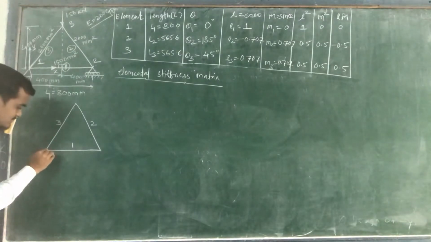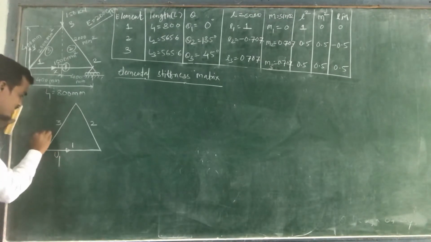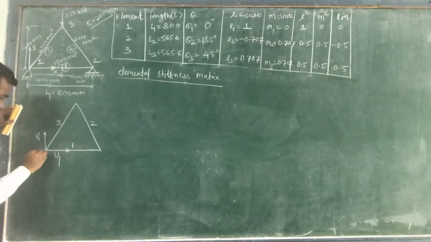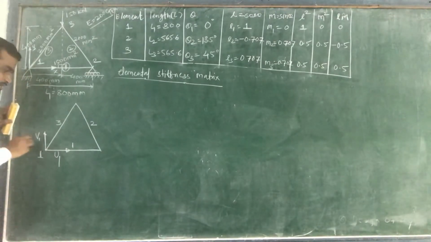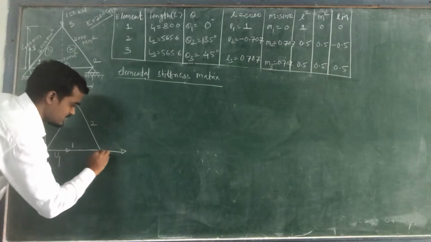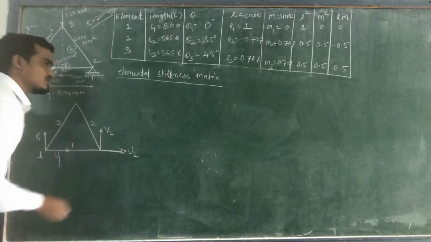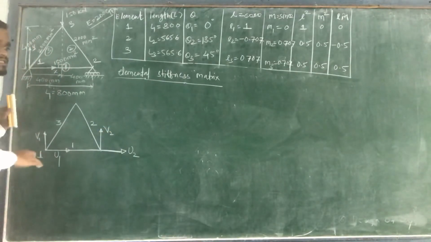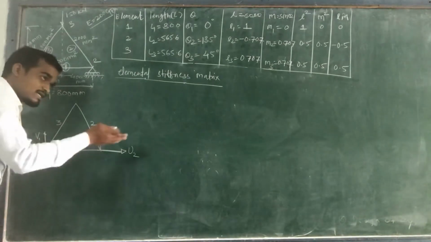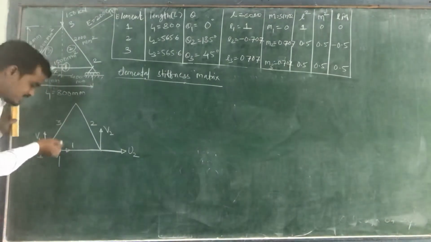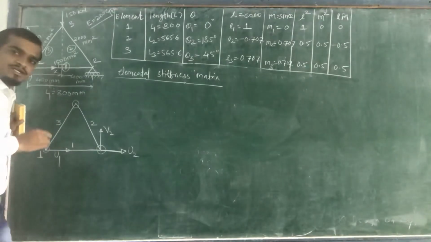So at each node there are two displacements: displacement in x direction, u1, and displacement in y direction, v1. This is your node 1. Similarly for the next node, displacement in x direction is u2 and displacement in y direction is v2. Because for the truss element we have converted our local system to the global system. While converting, we come to know that there must be two displacements, in x direction as well as in y direction. So at each node there must be 2 degrees of freedom.